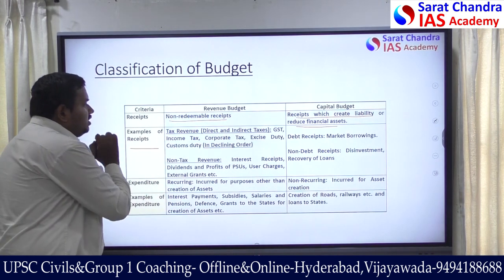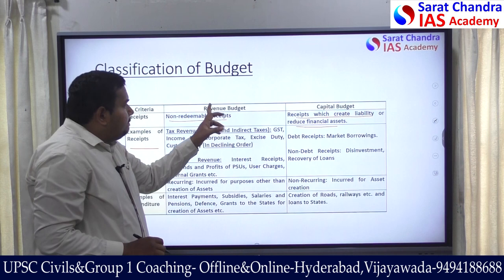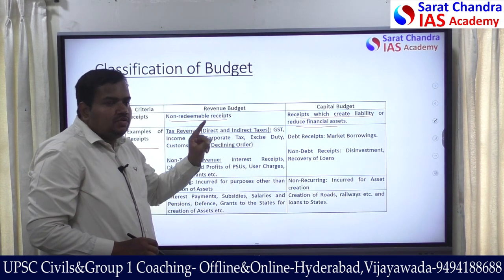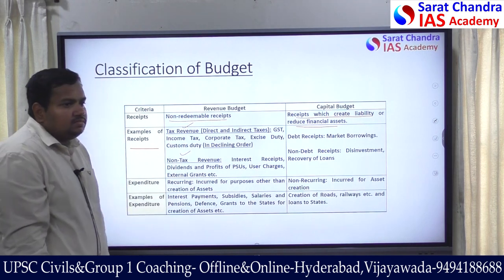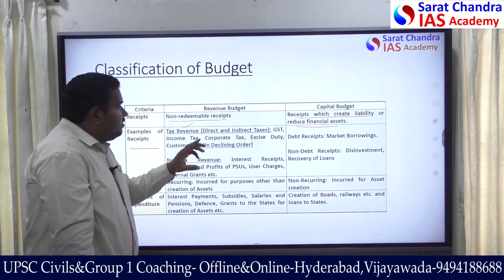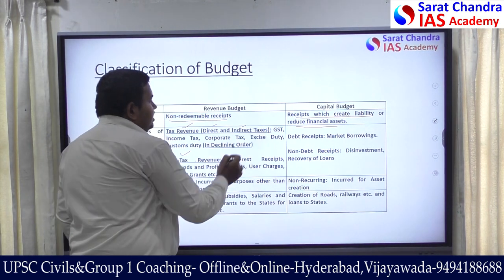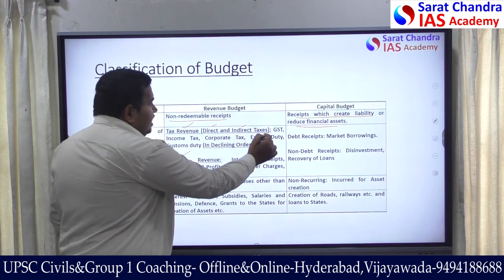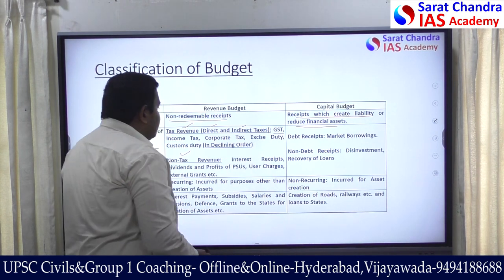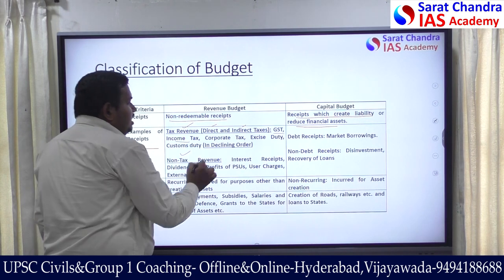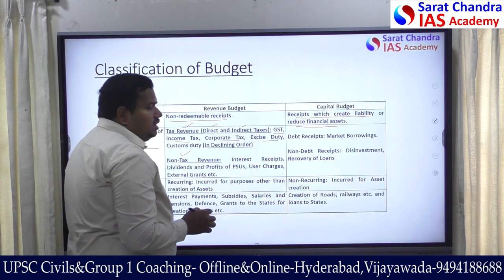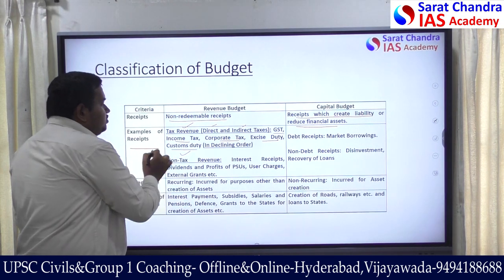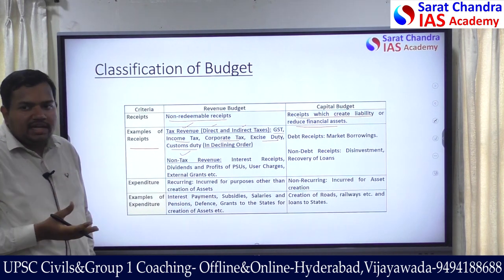Next, examples of receipts. Budget receipts are classified into two types, tax revenue and non-tax revenue. Okay. So, tax revenue means direct taxes and indirect taxes. So, what will be included? Indirect taxes, GST. Similarly, direct taxes, income tax, corporate tax. And this is also indirect tax only, excise duty, finally customs duty, that is on imports and exports.